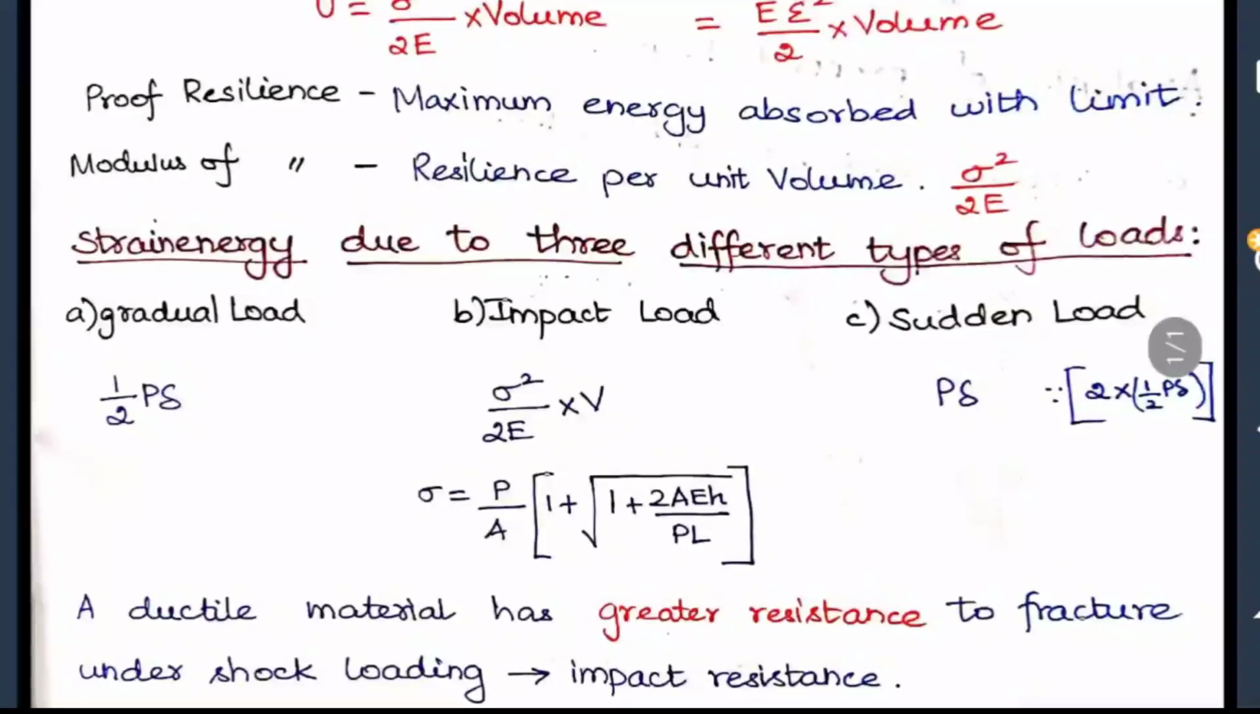Here the formula is again the same, but they have given another formula with respect to the height of the object falling. If you see the second formula, it is P by A into 1 plus root of 1 plus 2AEH by PL. Here H and L are the different terms for us. H is the place from where we are dropping, to the base where it is hitting, so that height is calculated as H, and the total height of that element we call the length, the length of the whole specimen. So generally this is what we call the impact load, and this is the formula for it.